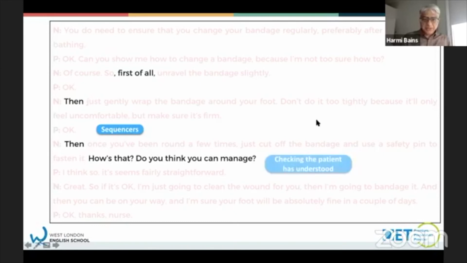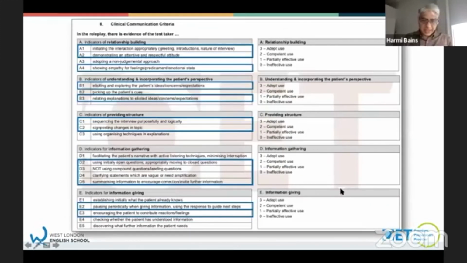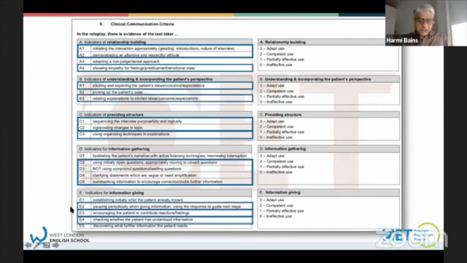How's that? Do you think you can manage? So this was a nice thing as well, because when you're giving information and giving instructions, it is important that you clarify, that you check the patient has understood. The speaker didn't just move on from one task to the next. She paused and she stopped and she actually invited a response from the patient. So it's really important whenever you give information that you do check the patient has understood. And you can see there, providing structure using organizing techniques as well. We had sequencing, we had signposting, and just down at the bottom, it says information giving. It says checking whether the patient has understood information.